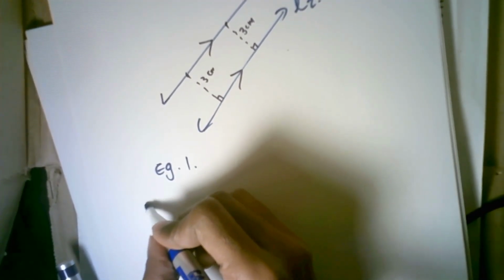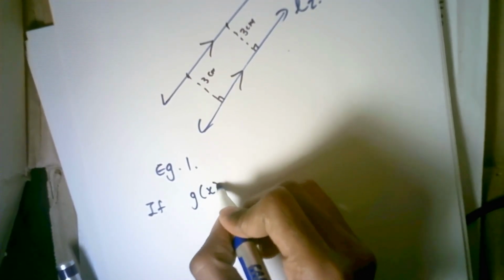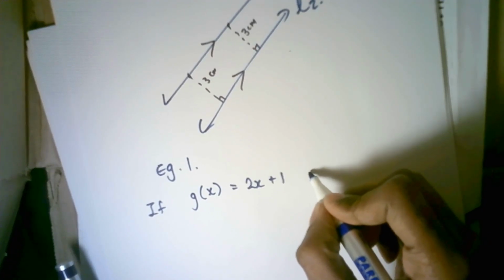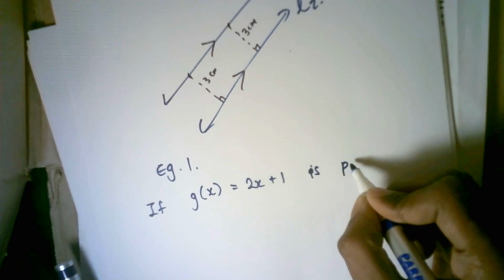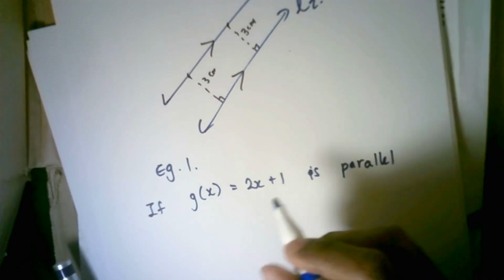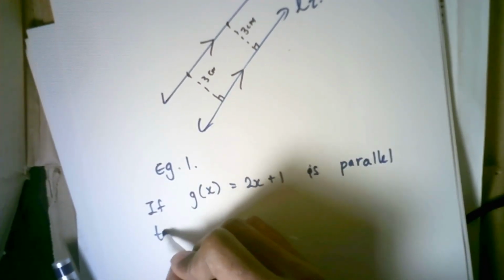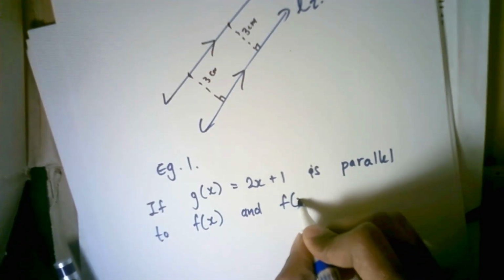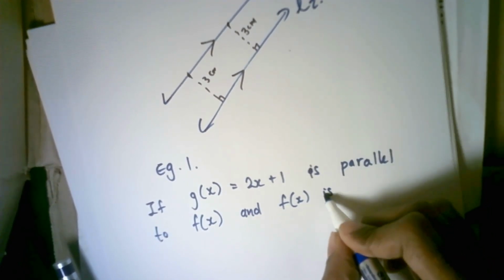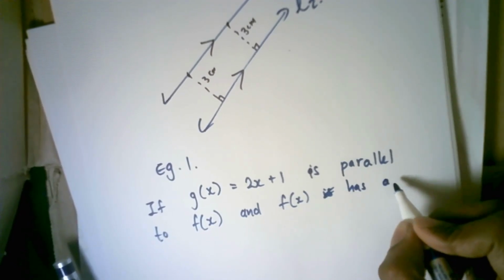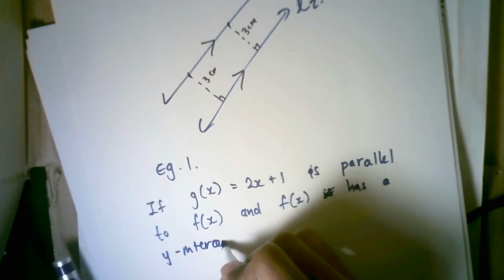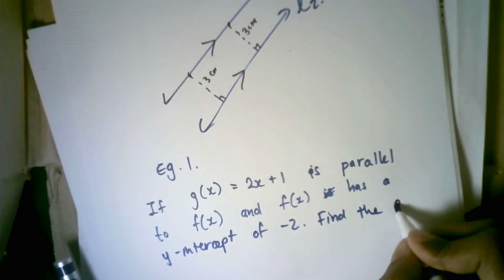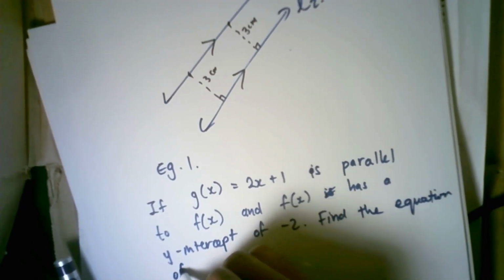Let's say if g of x is equal to 2x plus 1, and is parallel, if g of x is parallel to f of x, and f of x has a y-intercept of -2, find the equation of f of x.